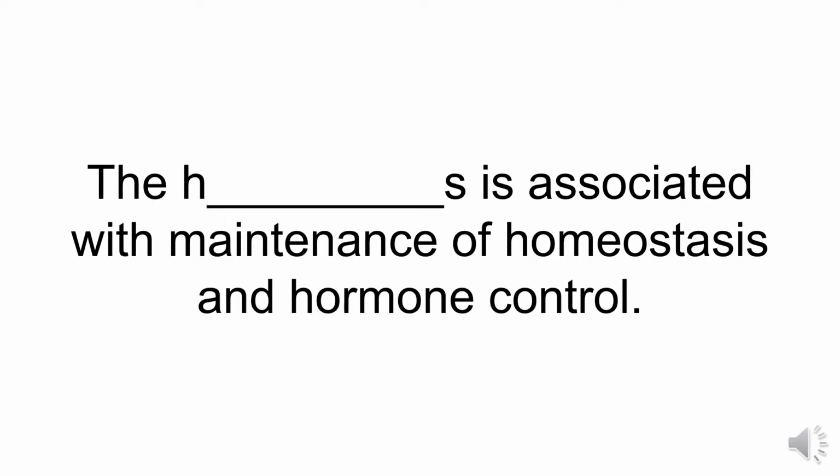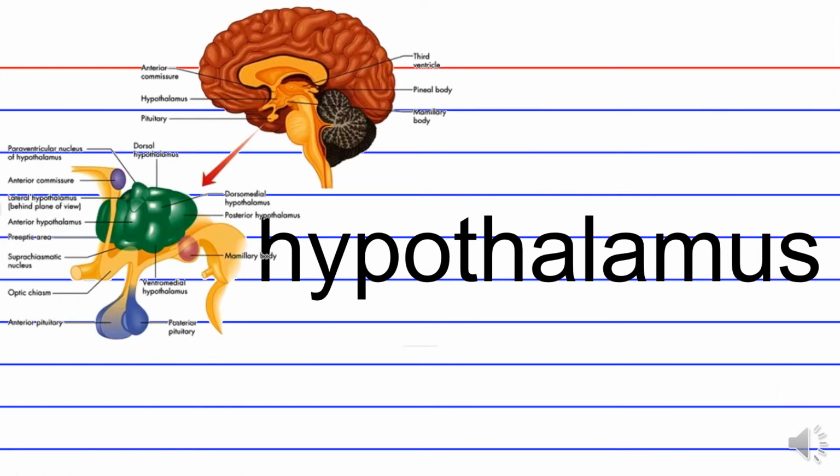The H-S is associated with maintenance of homeostasis and hormone control. So what organ is associated with this? That would be the hypothalamus, which is just this little peanut structure right here out in front of the midbrain. And here we can see it's enlarged. It's color coded in green, and the anatomy is labeled. And we can see its positioning in relation.